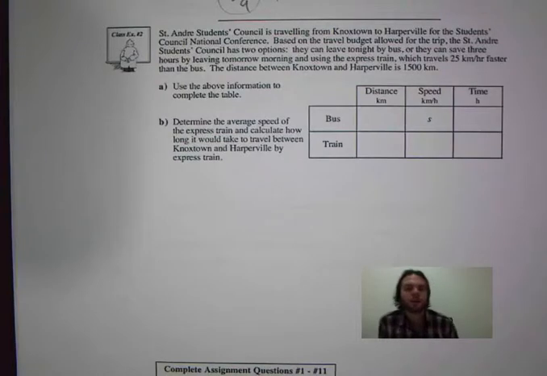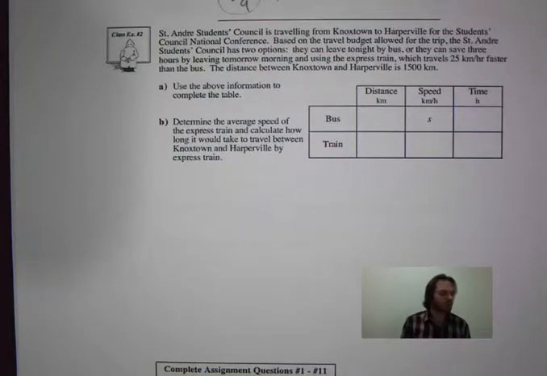So the next one here, we have St. Andrew's Students' Council is traveling from Knoxtown to Harperville for the Students' National Council Conference. So based on travel alone, for their trip, they have 2 options. They could either leave tonight by bus, or they can save 3 hours by leaving in the morning using the train, which travels 25 kilometers per hour faster. The distance between Knoxtown and Harperville is 150.